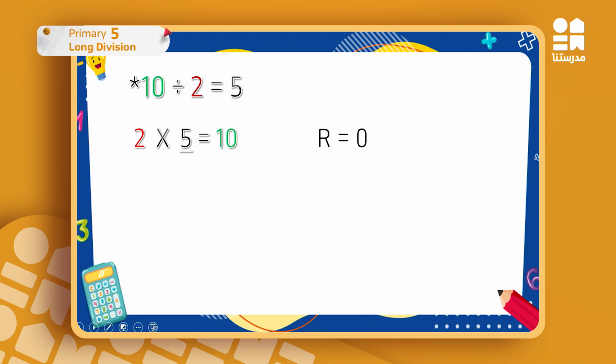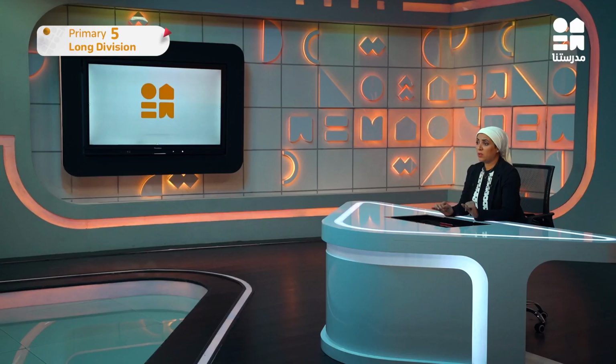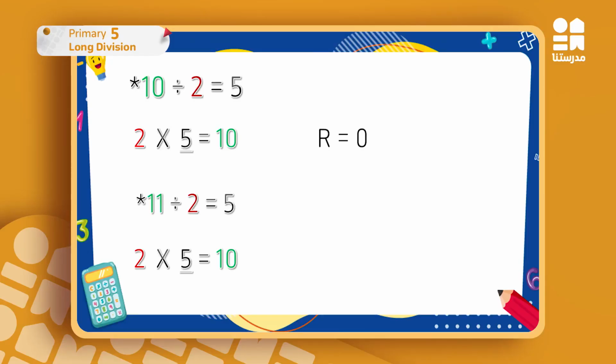Another example, 11 divided by 2. لو ركزنا هنا هنلاقي إنه لأ. 2 times 5 equals to 10. And I want to divide 11 or distribute 11. يبقى هنا I have 1 left. Then I have a remainder. And my remainder is 1. Then the R equals 1.